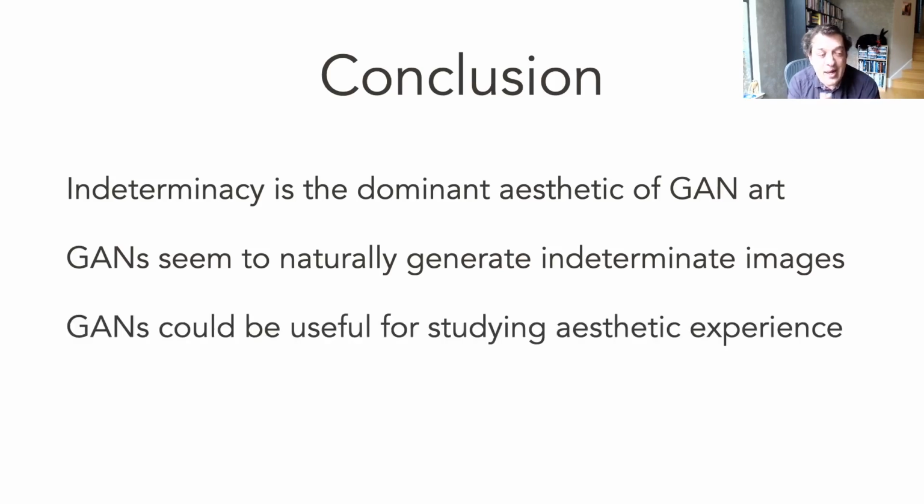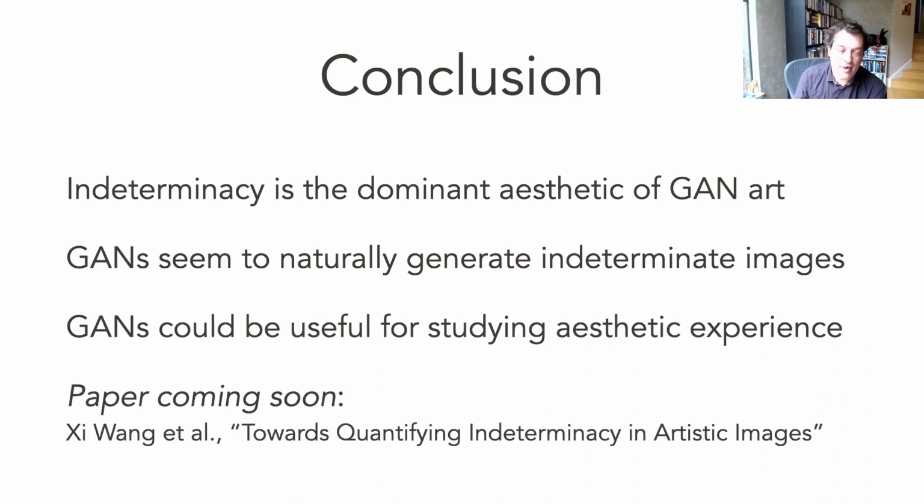I also think that GANs could be useful for studying aesthetic experience. And towards this end, we have a perceptual psychology paper which uses GANs to quantify indeterminacy and ambiguity in ambiguous images. And this paper should be online very soon.